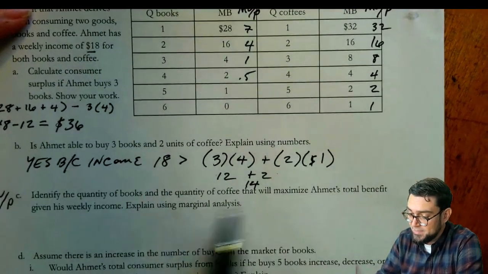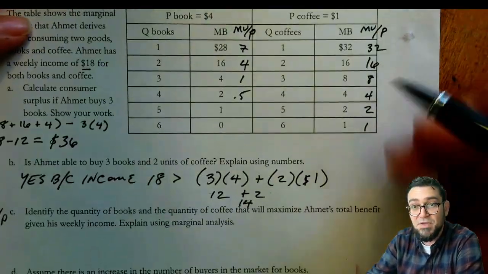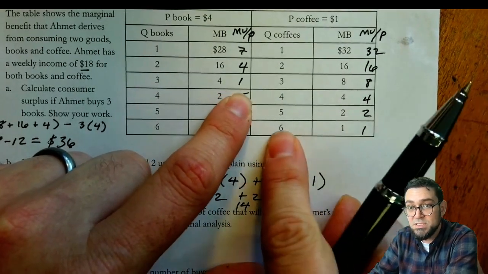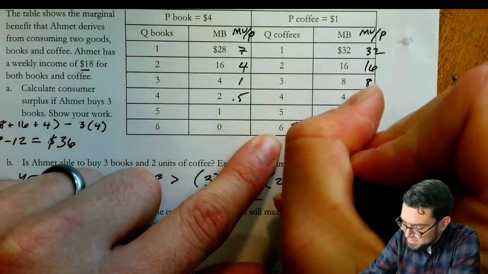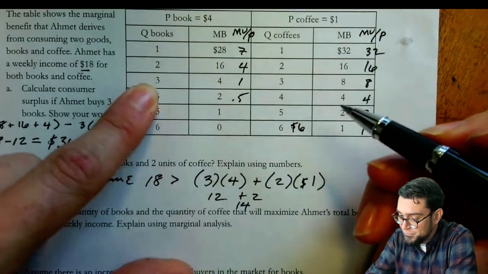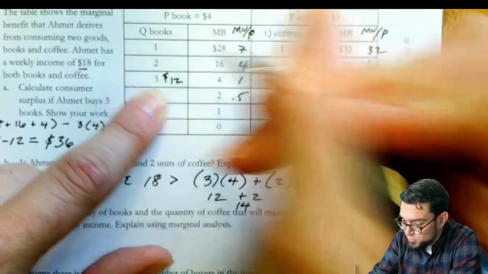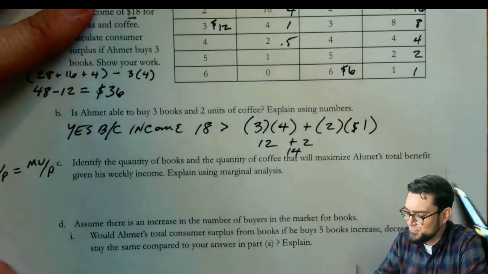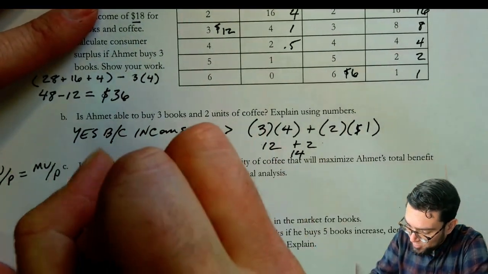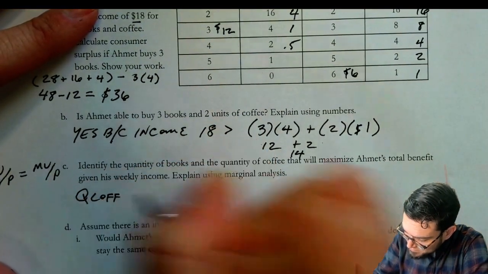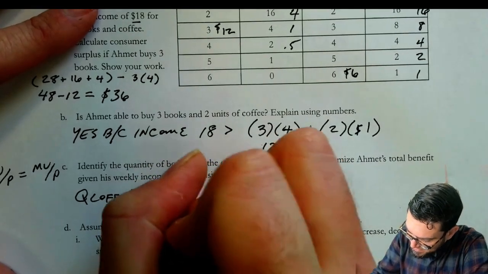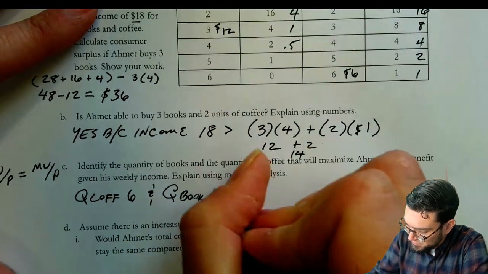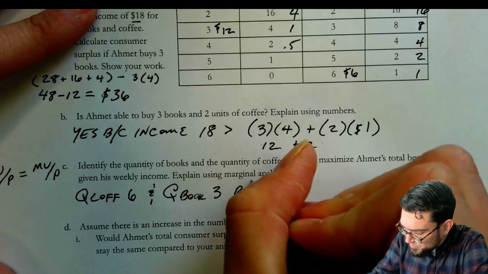Then I'm just going to test, given his income of 18, a possibility. Let's see if this 7 and 7 actually works. 6 coffees would be $6, and 3 books would be, what did we say, 12. 12 plus 6 is 18. Boom, that is it. It's always good when you get it the first time. So quantity of coffee, he wants 6, and quantity of books, he wants 3. And now, explain with marginal analysis.